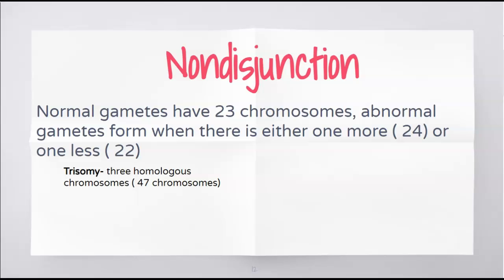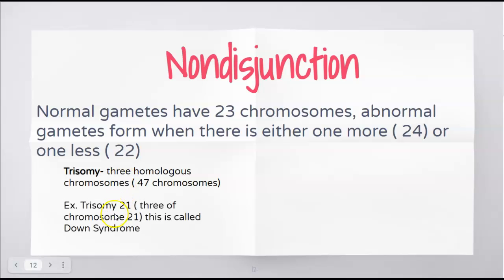If we were to look at that, it would be this guy right here, 1 more, 24. Because what happened is one of the cells, either egg or sperm, had an extra chromosome, resulting in a fertilized egg that had 3 homologous chromosomes somewhere. Trisomy 21, which means we have 3 chromosomes at the 21st section, the 21st chromosome, is called Down syndrome. And we're going to talk a little bit about that here shortly.